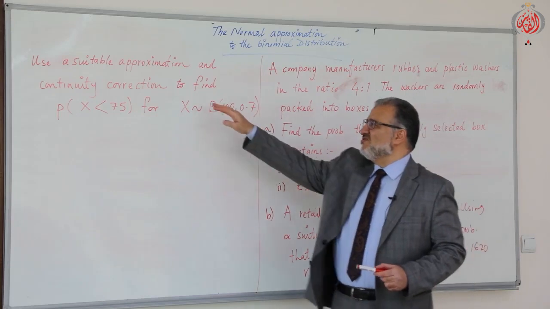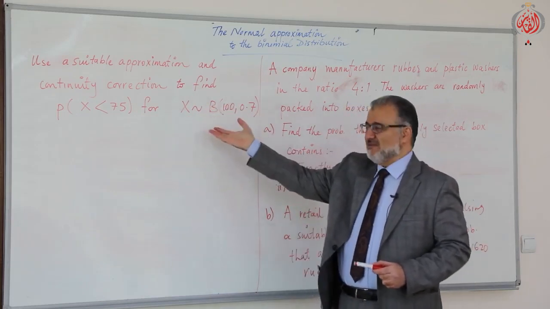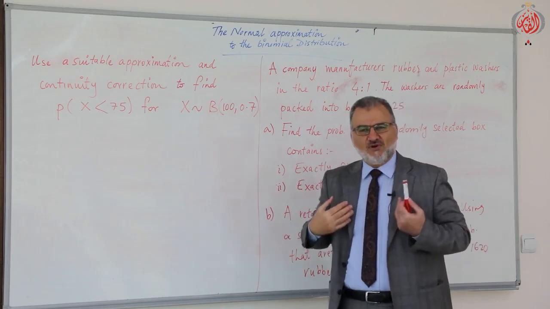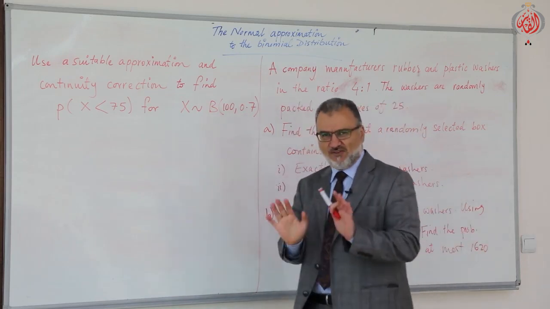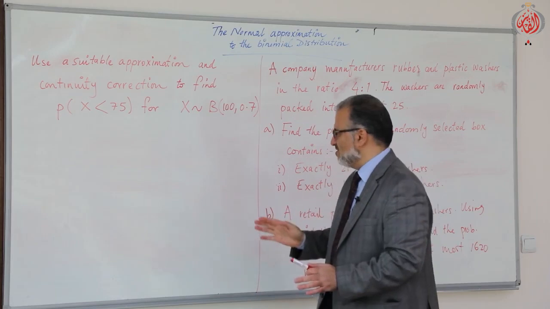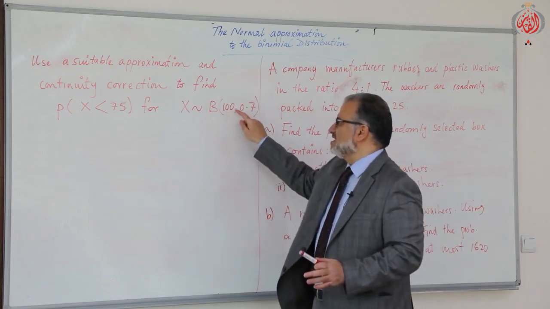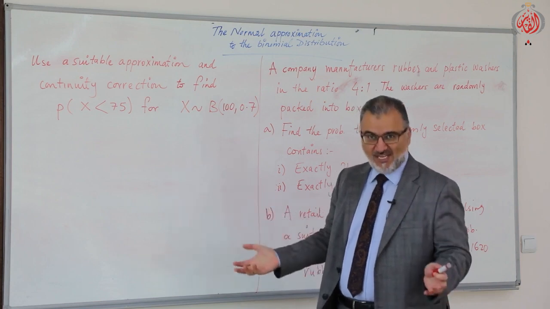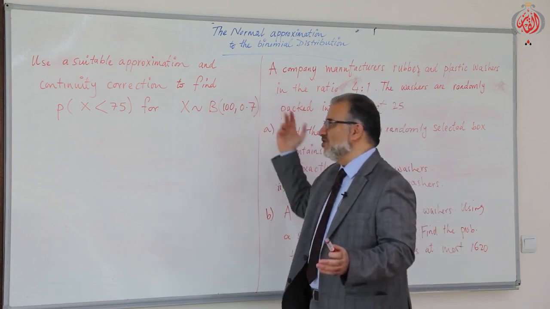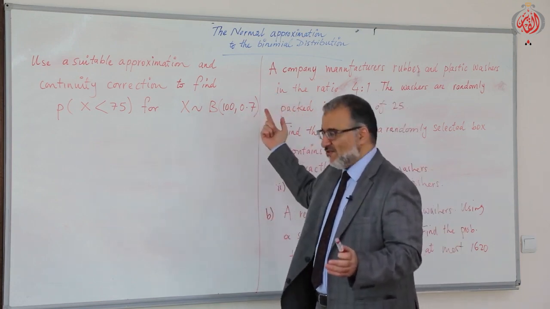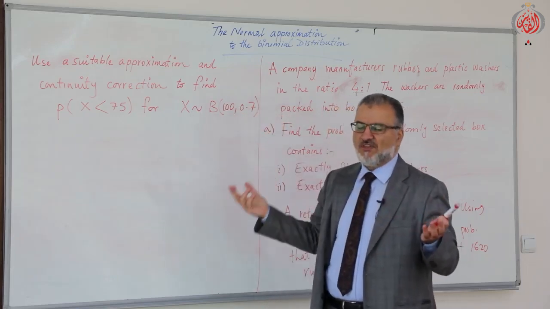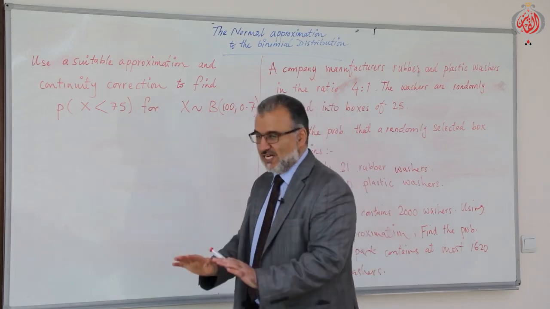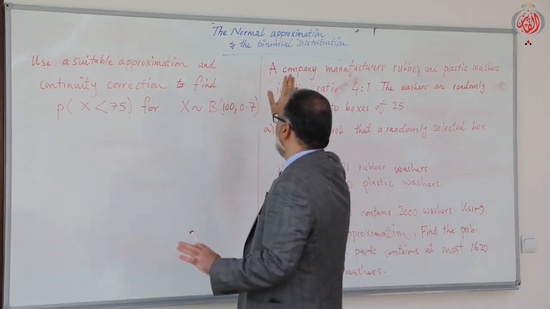Since you are asked to use the suitable approximation, it means the conditions are satisfied. However, if you want to make sure that everything is on track, just multiply n times p. You have 100 times 0.7 is 70, while q is 0.3, times 100, it will be 30. So both of them are more than 5. So we are on track. Now we can use the normal approximation.